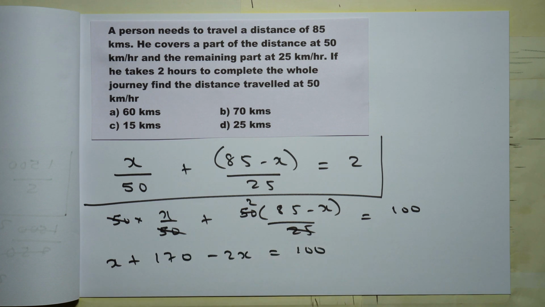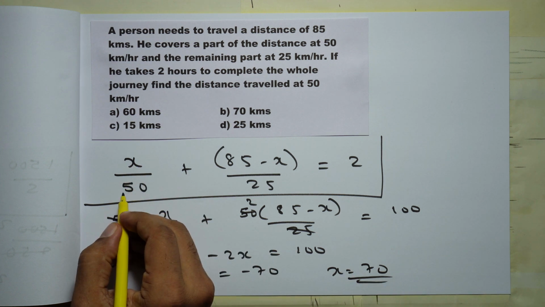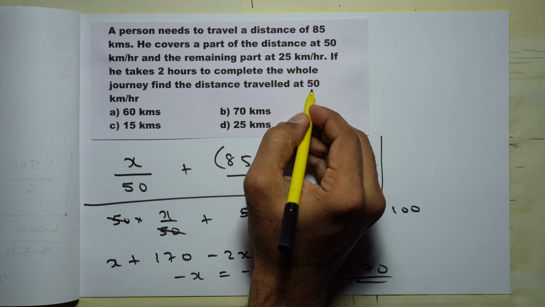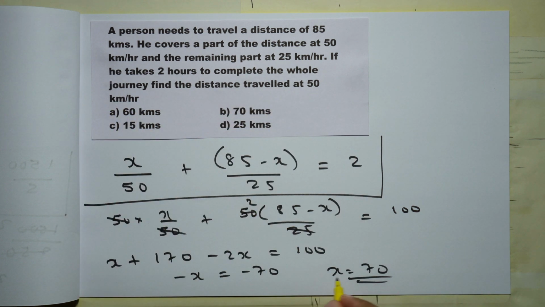is equal to 100. So x minus 2x, you will get negative x. That is equal to 100 minus 170, that will be negative 70. So x, you will get as 70. So x is the distance that he initially travelled at 50 kilometers per hour. Find the distance he travelled at 50 kilometers per hour, that is x, and x is equal to 70 kilometers, option B.